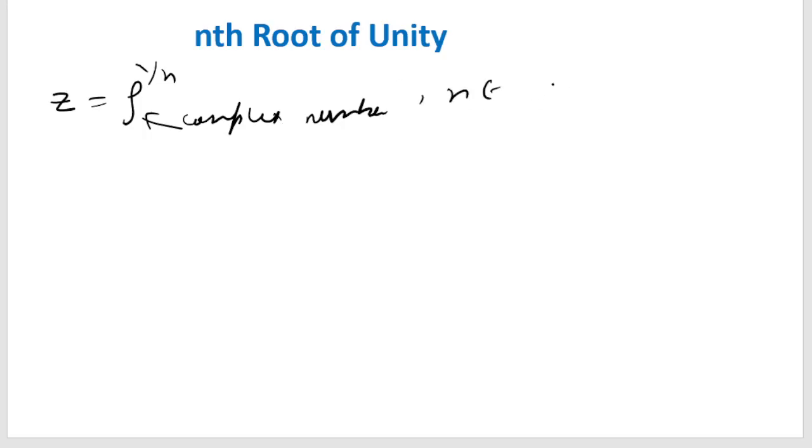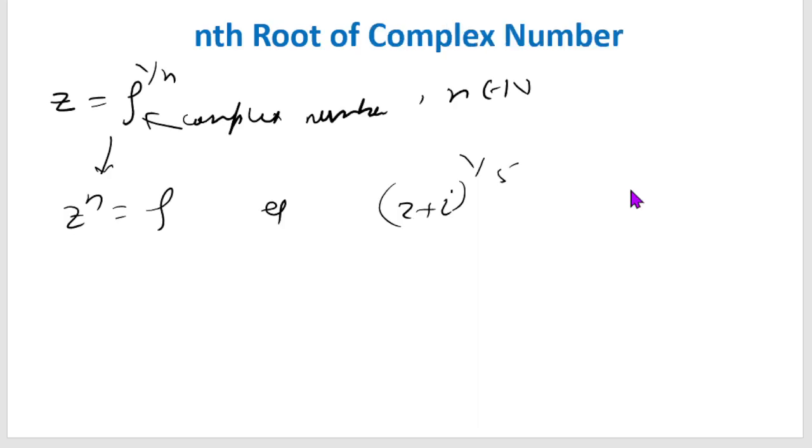We are talking about the nth root, so that's why n is a natural number. If I have to find the nth root, we will take z to the power n equal to rho. Obviously here rho is known, we have to find z. That means, for example, I have to find 2 plus i to the power 1 by n, or let's say 1 by 5, the fifth root of a complex number. By the way, it's not unity, we'll see the nth root of a complex number.